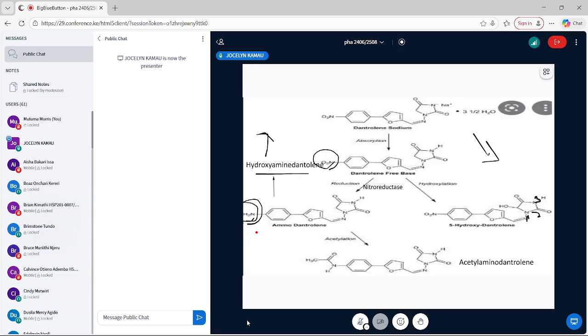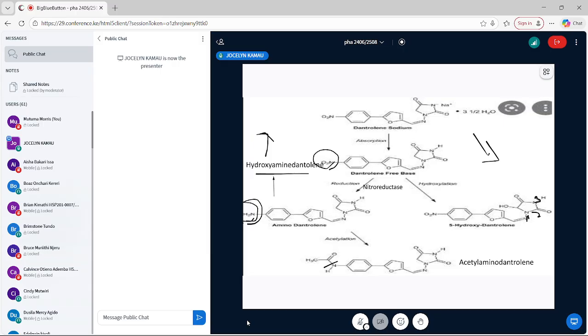Then it can also, once it has formed the amino group, undergo acetylation, catalyzed by acetyltransferase. This one, we have said it's nitro reduction. This hydroxylation is usually catalyzed by the cytochrome P450 enzyme, and therefore it can undergo acetylation catalyzed by the acetyltransferase to give us acetyl amino dantrolene.